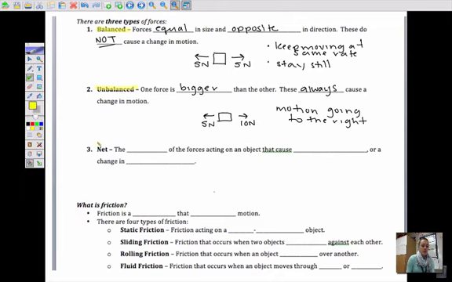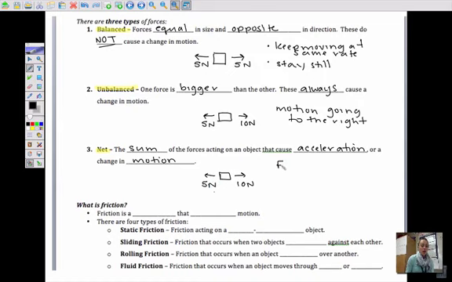The third type of force is going to be called net force. And net force is the sum of the forces acting on an object that cause acceleration or a change in motion. Because remember, acceleration is a change in the motion of an object. So we're going to take the example from unbalanced, our box, and we're going to have 10 newtons pulling to the right and 5 newtons pulling to the left.